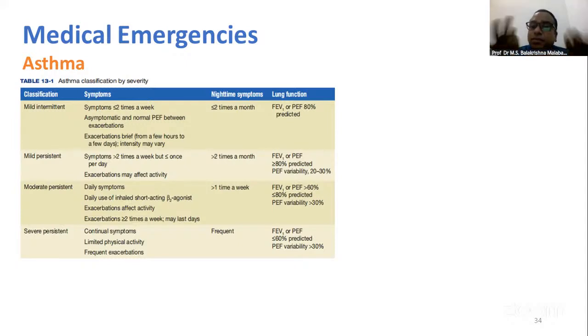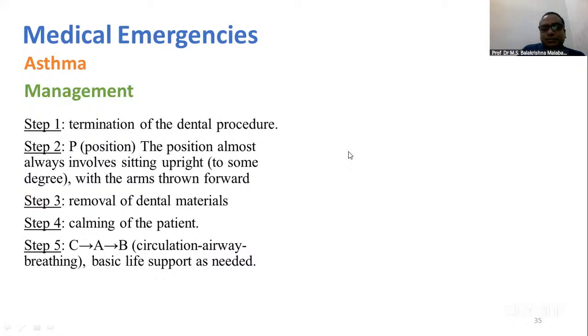And if it is very frequent, after any 1 day, 2 day, 3 day, it becomes severe persistent. So these are the symptoms of mild, moderate, and severe type of asthma. This particular column you should know very well. A lot of MCQs can be solved here.